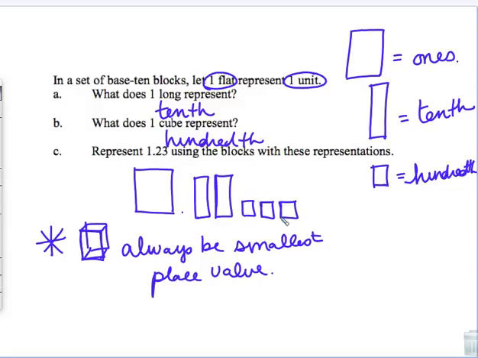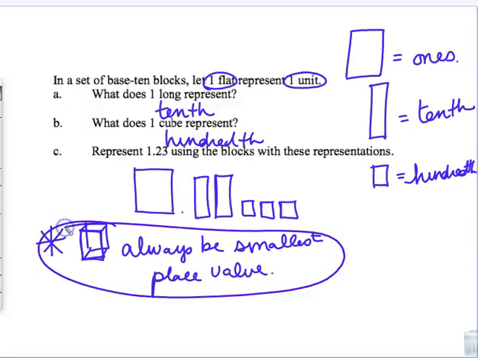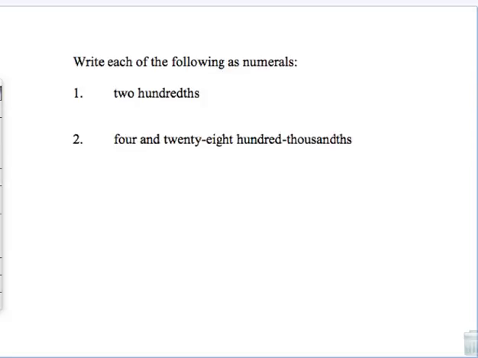And so definitely those base 10 blocks are really good manipulatives for you to use even when you're teaching decimals. Make sure though, if you are doing this, that you keep this in mind. That small cube will always be representing the smallest place value that you're working with. Okay, on the next page, we're just going to kind of go backwards.